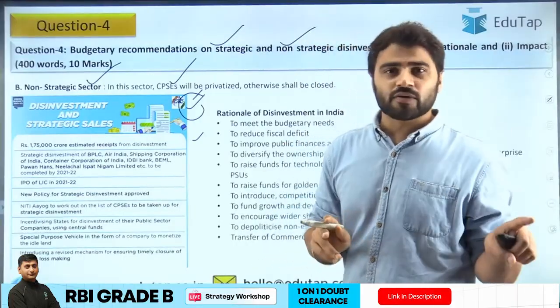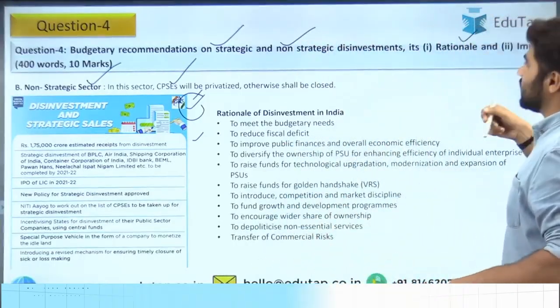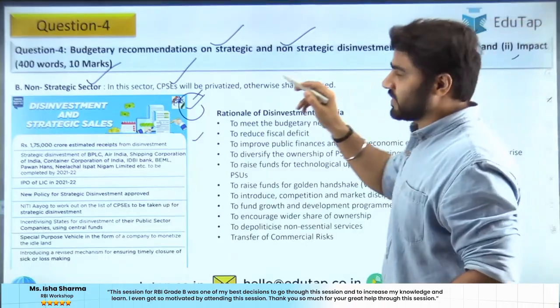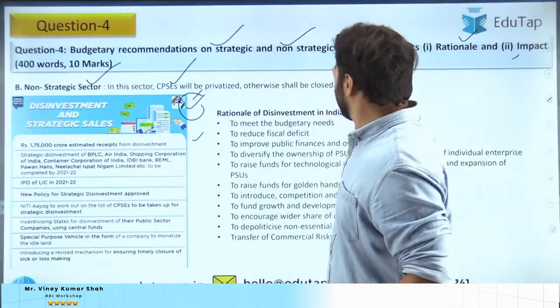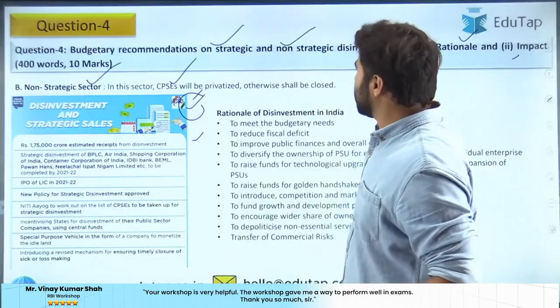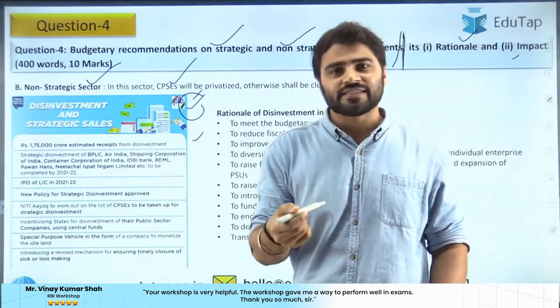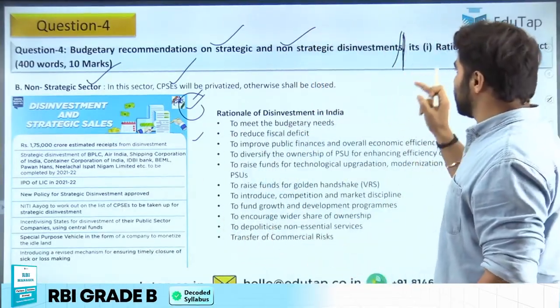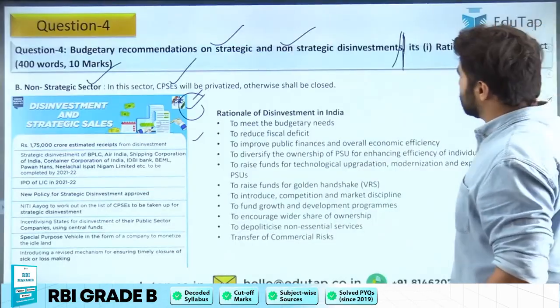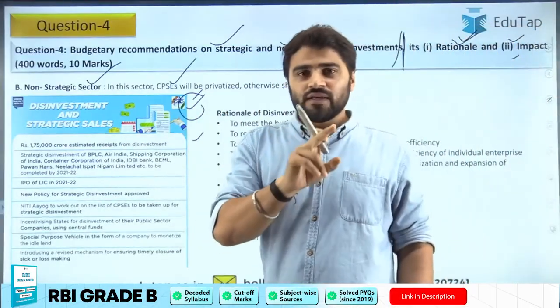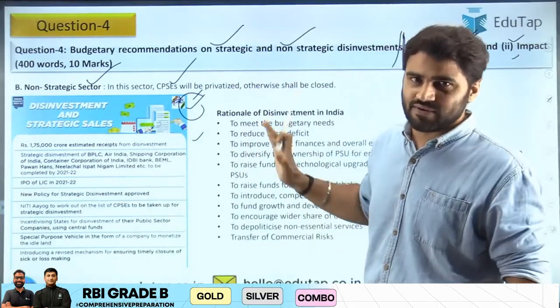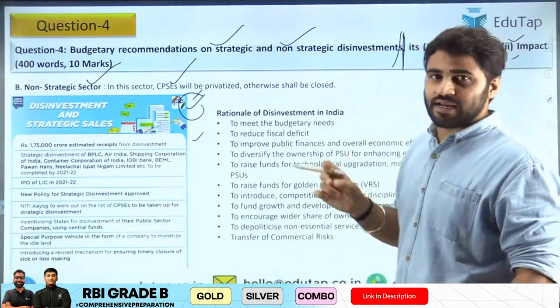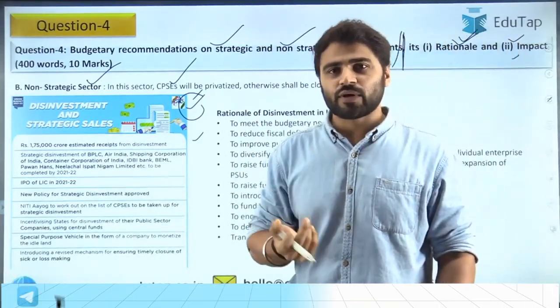Now the second part of the question is the rationale behind the disinvestment and the impact. So this is the main question, okay? A lot of aspirants leave the question while answering till here, okay? That is the budgetary recommendation on strategic and non-strategic sector. But guys, until and unless you address these components also, you will not be awarded marks, or you will be awarded very less marks for this particular question, right? Because every component has some marks allocated, right?